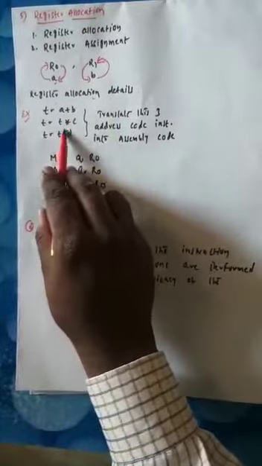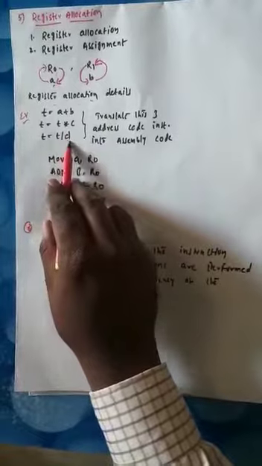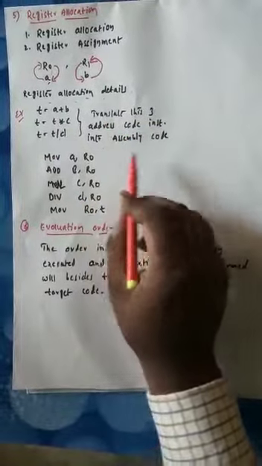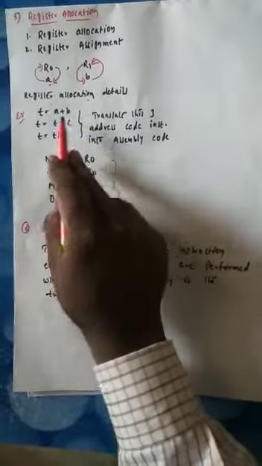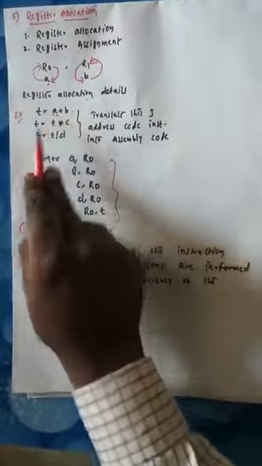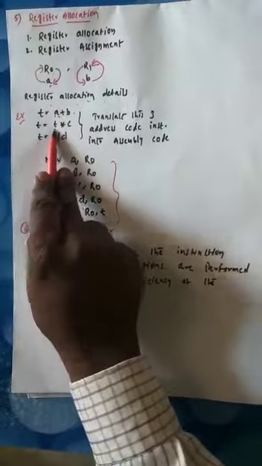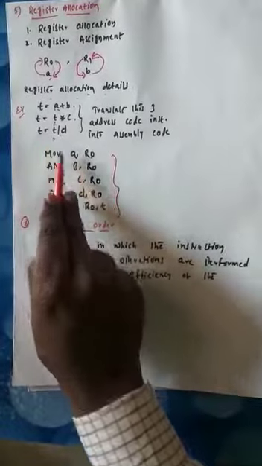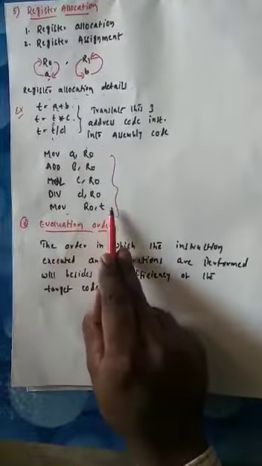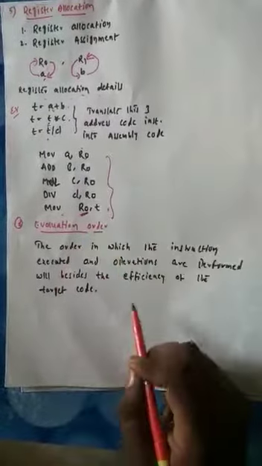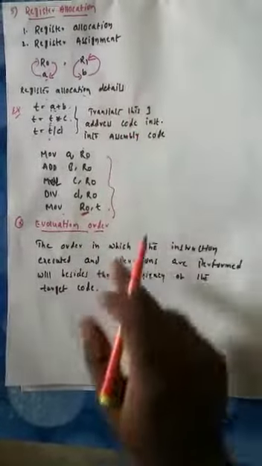So, for the register allocation details, for example, if you have 3-address code T equal to A plus B, T equal to T star C, T equal to T by D, translate these 3-address instructions into assembly code like this. Move A comma R0, add B comma R0, multiplication R0 comma C, and the fourth one division D comma R0, move R0 comma A. Finally, the result is stored in the register R0. So this is the register allocation.